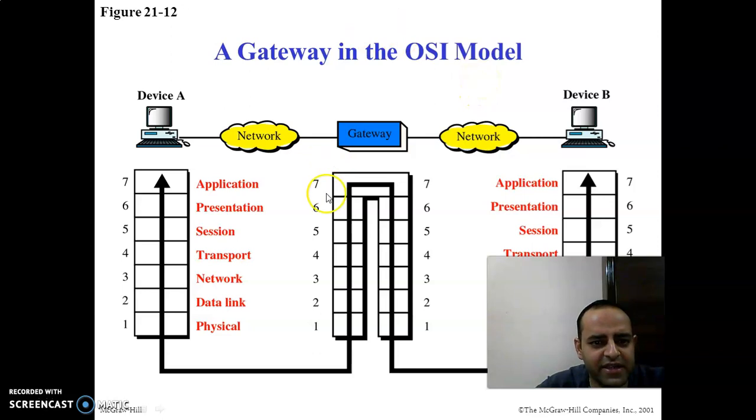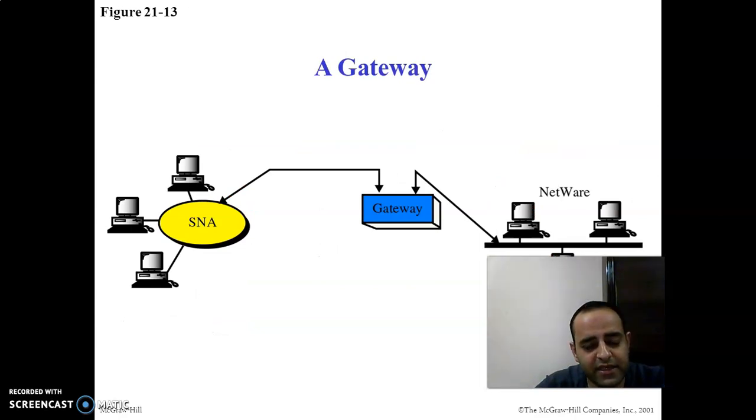It works on all 7 layers. We also say it works on the application layer. That means it works on all 7 layers. Now you need to understand the difference between a router and a gateway. A router is what we attach when we are connecting networks of the homogeneous type, but a gateway is a device that you attach when you are connecting heterogeneous types of network.